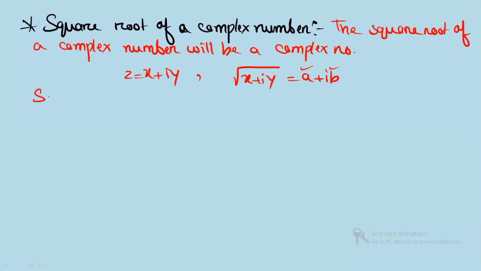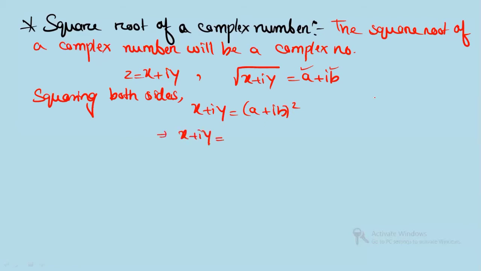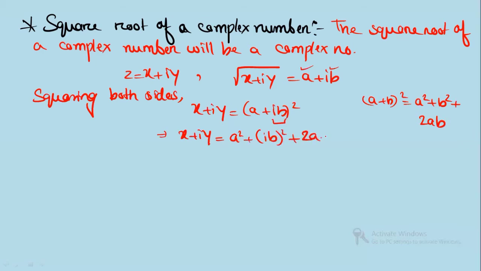So the first thing you will do is square both sides. When we square both sides, the square root will be removed. We will have only X plus iY on the left. On the right hand side, you will have (A plus iB) whole square. The left hand side will be as it is, and the right hand side we will just expand. We will use the basic algebra formula (a plus b) whole square, which gives a square plus b square plus 2ab. So here you will have a square plus (iB) whole square, plus 2ab. The left hand side is again as it is.